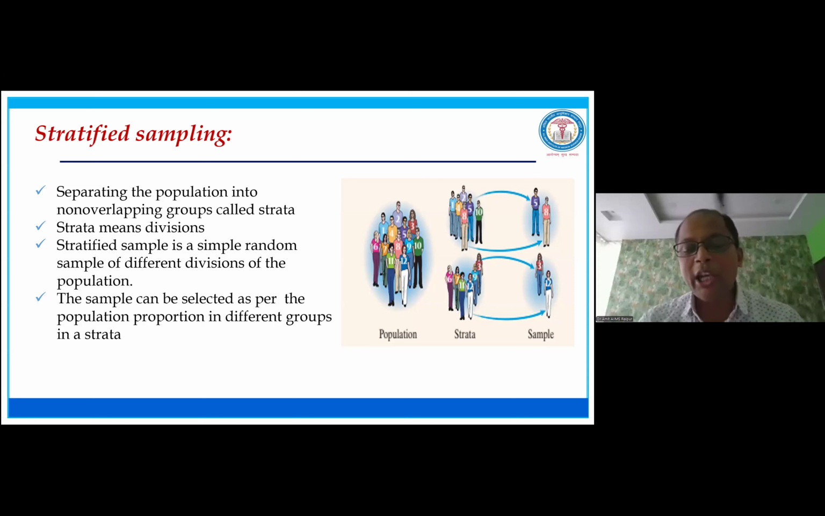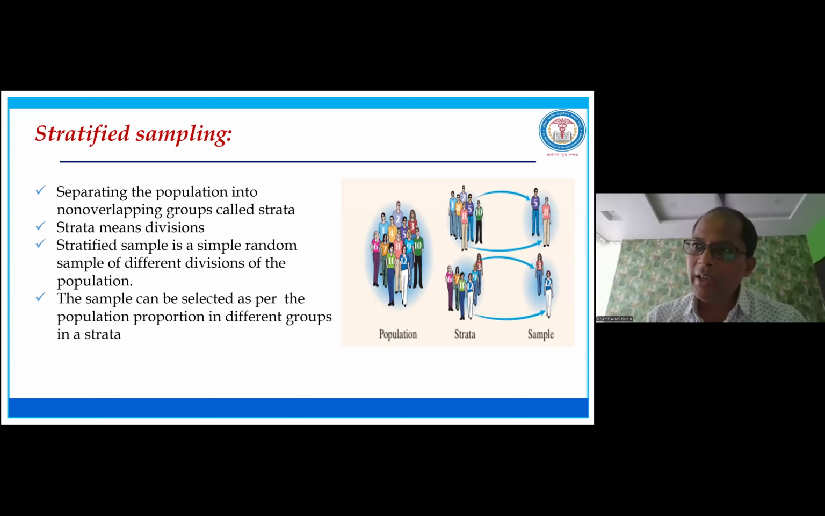Either I can take an equal number of males and an equal number of females, but at the same time, if my objective is to find out the mean hemoglobin level in that particular geographical area, in that case I have to learn about the composition of that population with respect to sex. If the population of males is twice the population of females, in that case I have to include the participants in my sample in the same ratio.